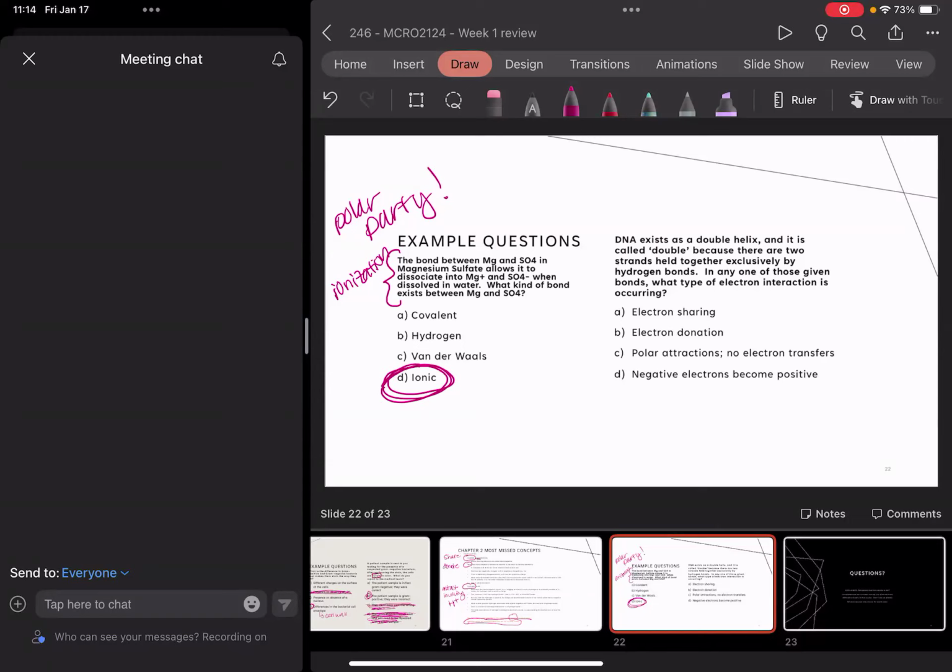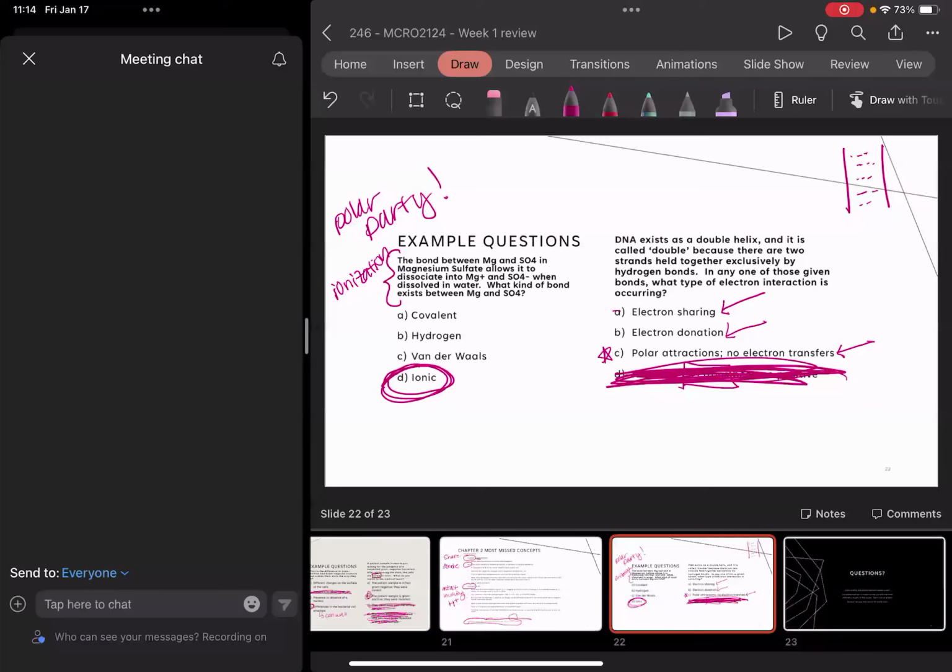DNA exists as a double helix, and it's called double because there's two strands held together by hydrogen bonds. Okay. In any one of those given bonds, what type of electron interaction is occurring? In a hydrogen bond, what kind of electron interaction is occurring? Are electrons being shared? They are not. Are they being donated in a hydrogen bond? No. Are there polar attractions with no electron transfers? This is starting to sound like my choice. Or are there negative electrons becoming positive? Now, this is ridiculous. Your electrons are not becoming positive ever. Forget it. Electrons are negative, period.